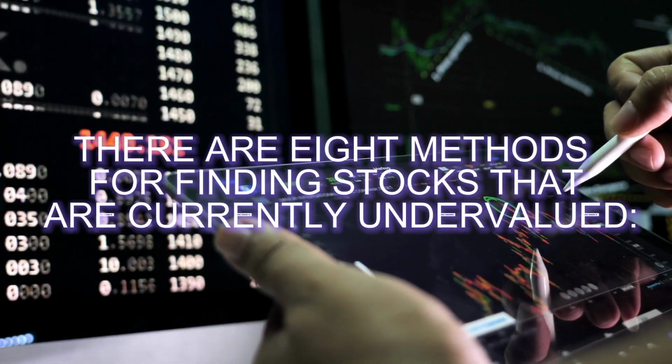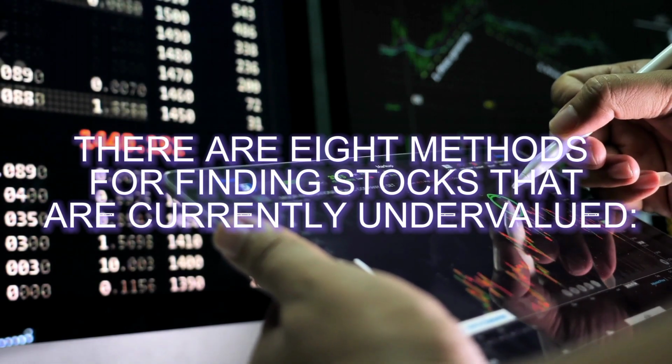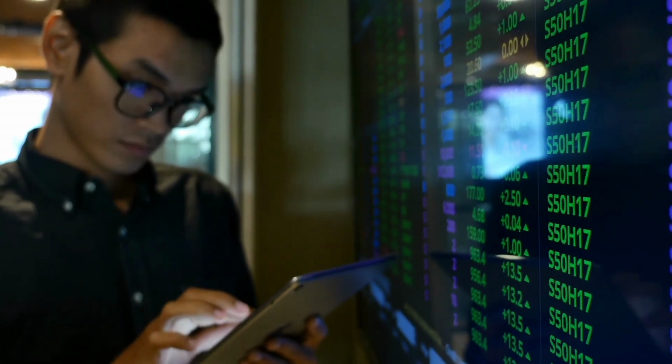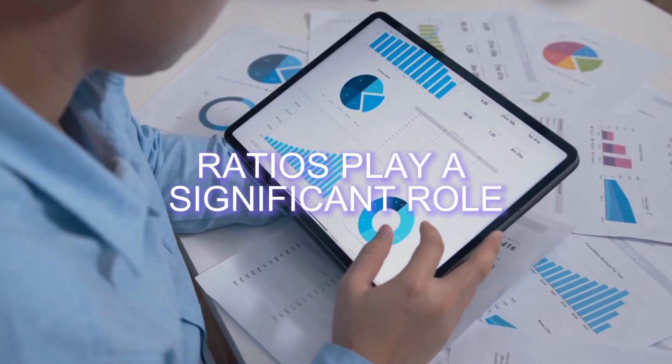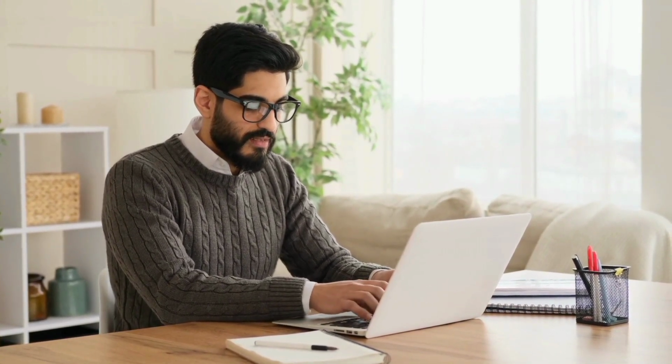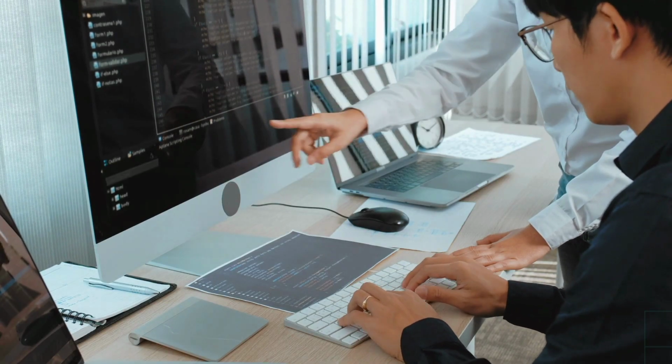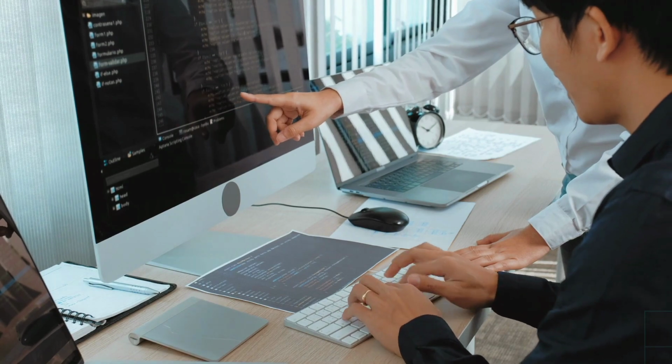There are 8 methods for finding stocks that are currently undervalued. So how can stock investors identify undervalued stocks? In their fundamental analysis, ratios play a significant role. Stock traders and investors often use these 8 ways to find underpriced companies and figure how much they are worth. You should keep in mind that the level of competition in each market makes the definition of a good ratio unique.